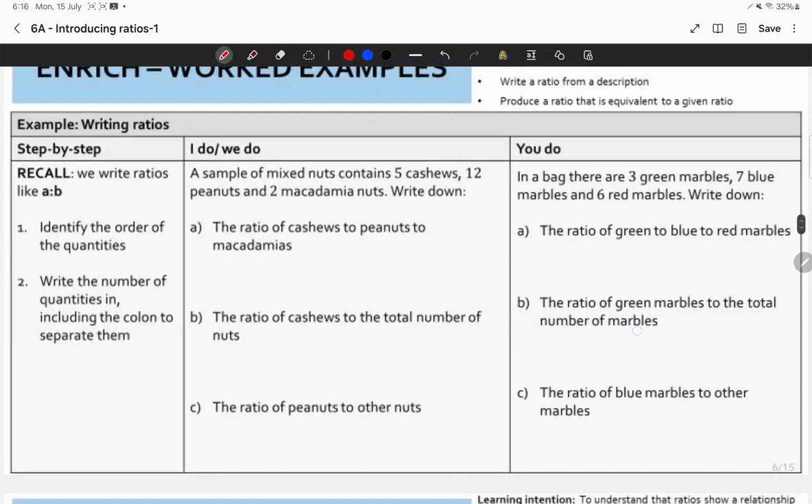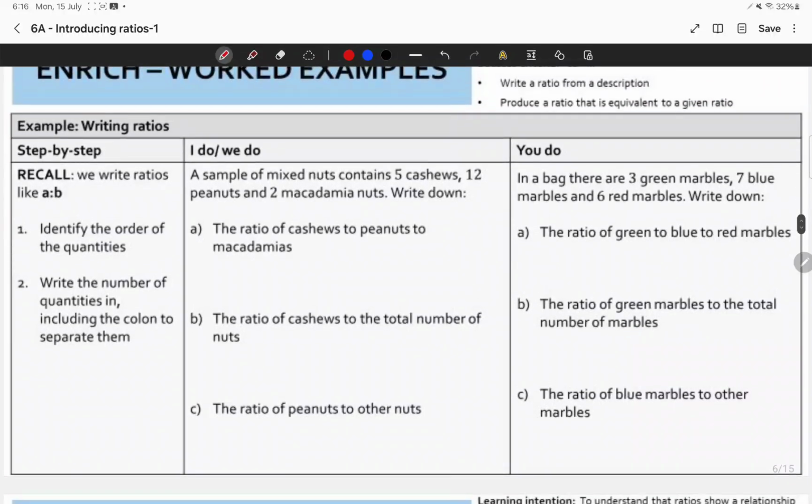Now we'll go into the worked examples. The step-by-step that we have is we first need to identify the order of the quantities and then write down the quantities in, write the number of quantities in, including the colon to separate them. Whenever you do these word problems, I suggest that you underline or highlight the key words, the key terms, or the key information, so then you know how to put them into the correct formula or the correct expression.